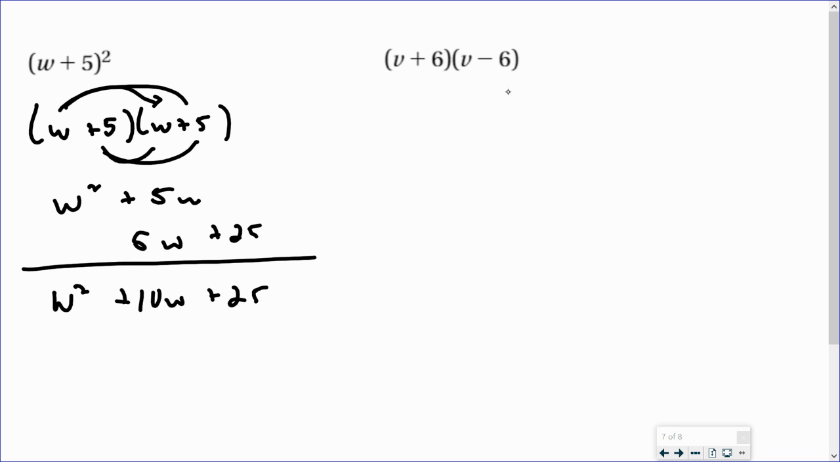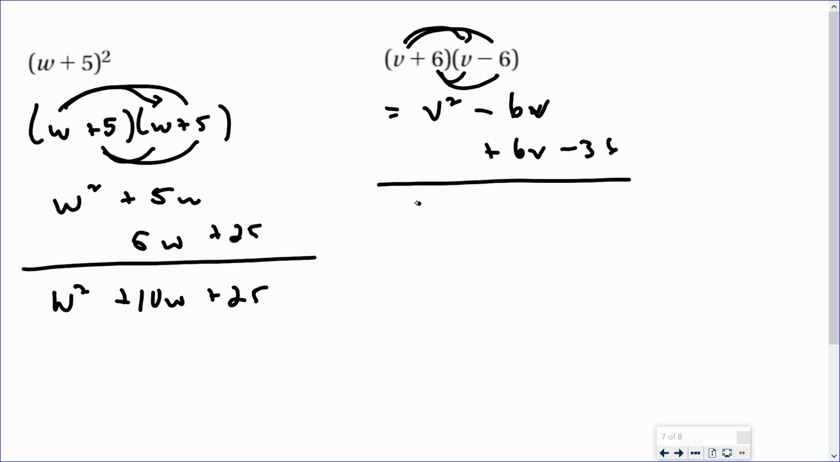Okay, it's written out twice already, so let's just multiply them. V times v is v squared. V times negative 6 is negative 6v. 6 times v is 6v. 6 times negative 6 is negative 36. That comes down. Those two go away. This comes on.